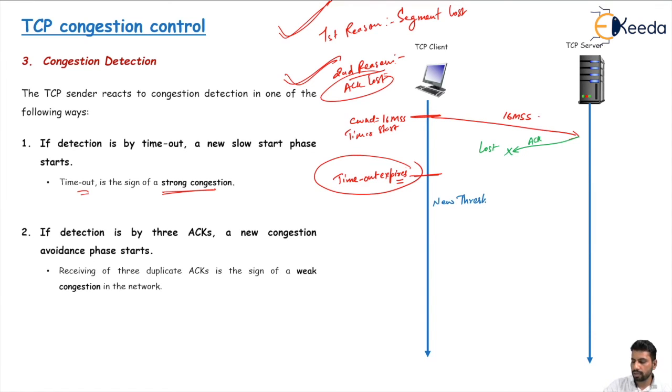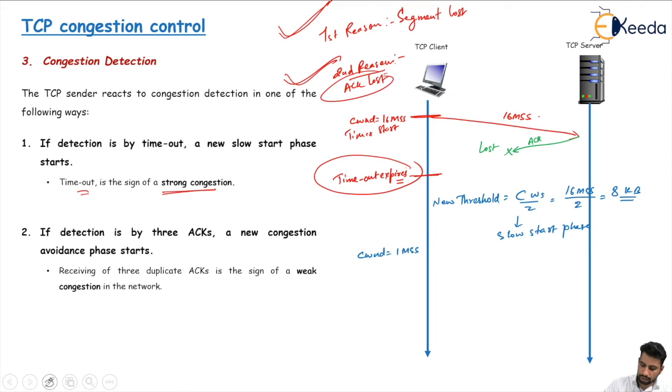The new threshold is equal to the current sender window size divided by 2. The sender window size is 16 MSS, divided by 2 means 8 kilobytes. And again we start with the slow start phase. Restart with the slow start phase, where the initial congestion window size is equal to 1 MSS. We send with 1 MSS, start with 1 MSS, and receive the acknowledgement. This is the way fast recovery is done.